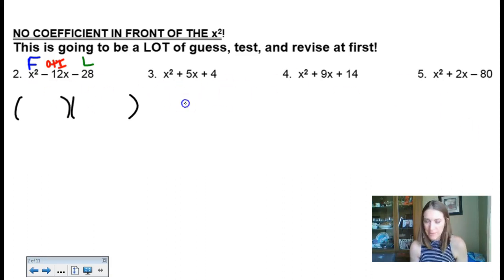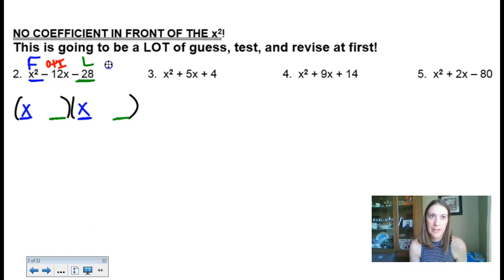So let's talk about my first two terms. When I multiply these first two terms together, they have to give me a product of x squared. Well, if I think about all my possible combinations without involving fractions, there's only one way to get that, and that would be x times x. So for a moment, I want you to ignore the negative 12x in the middle and jump to the end of the problem. My last two terms, when I multiply them together, have to give me a product of negative 28.